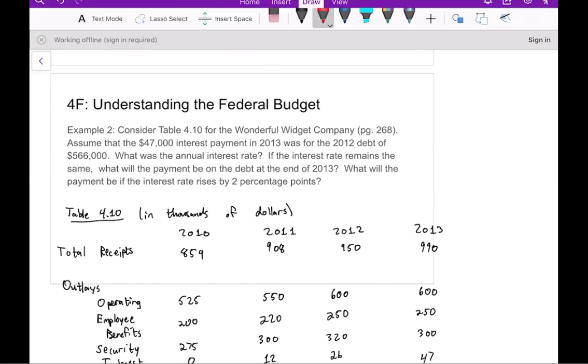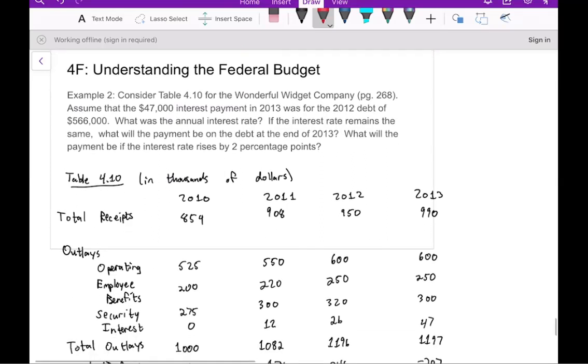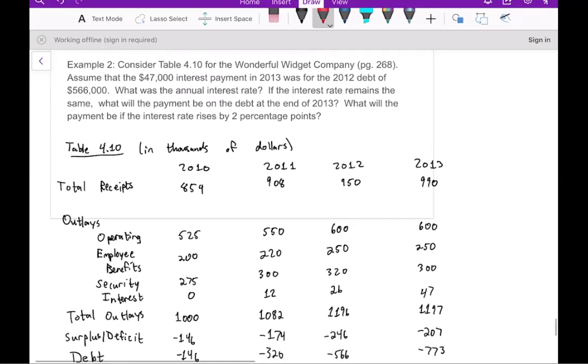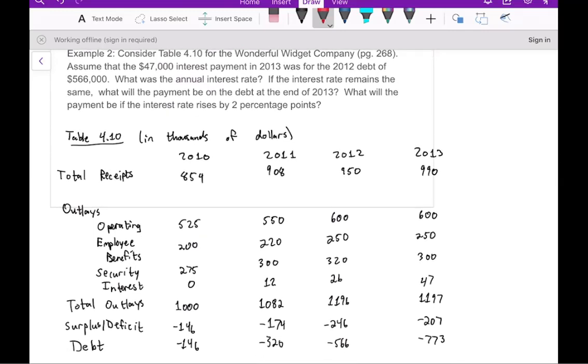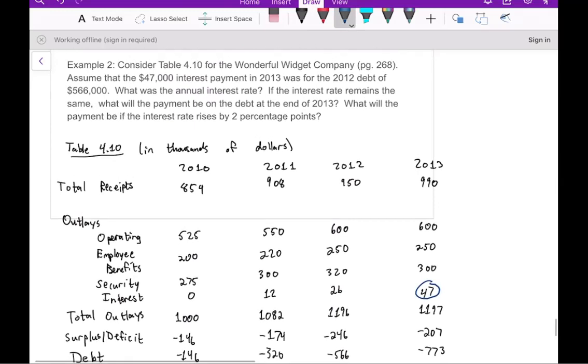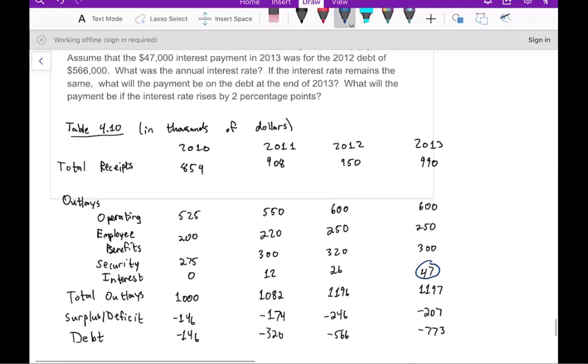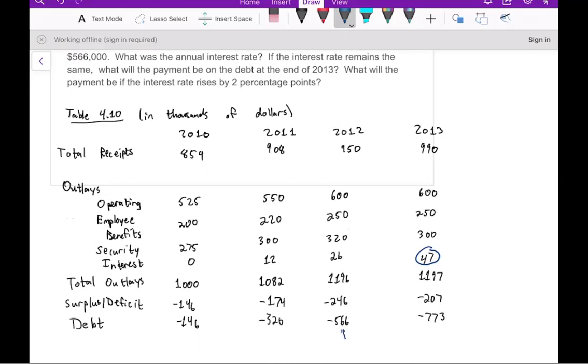right? Now, we have a table in the textbook that I copied down here for us. Now, we're going to assume that the $47,000 interest payment in 2013, so if we go to 2013, and this is all in thousands, so my $47,000 interest payment is right here, was in 2013, and that was for the 2012 debt of $566,000, this number right here. So we want to know what was the annual interest rate.